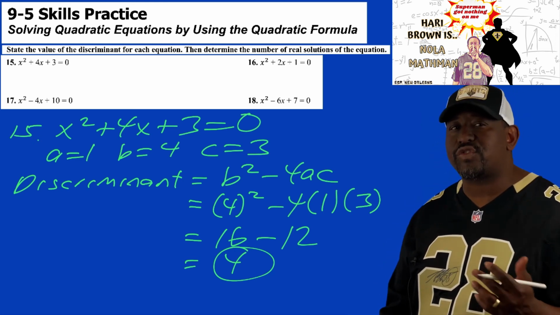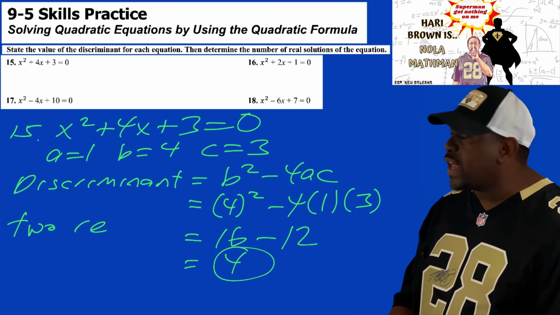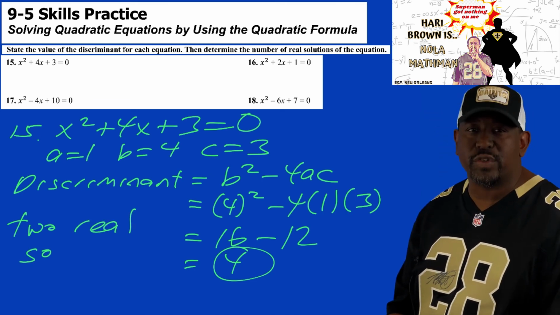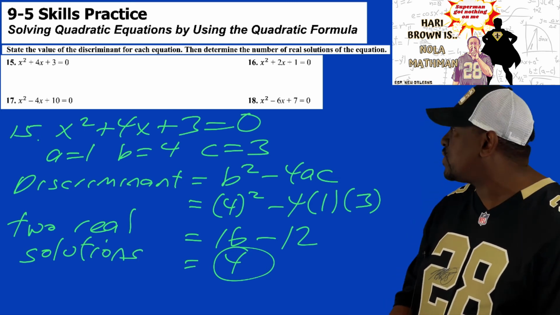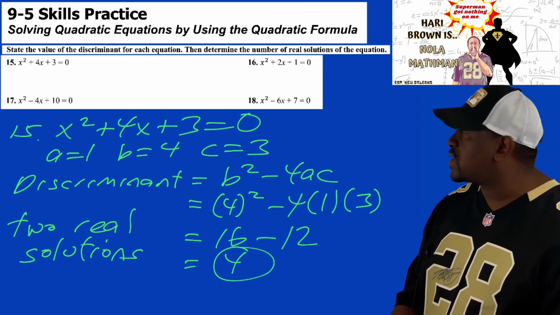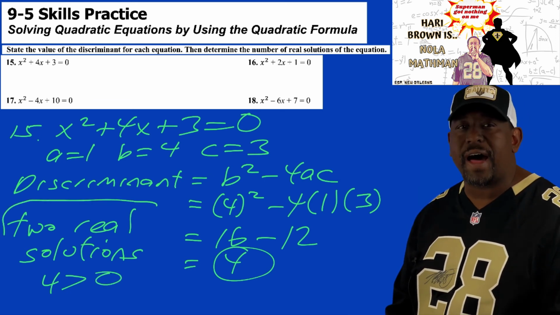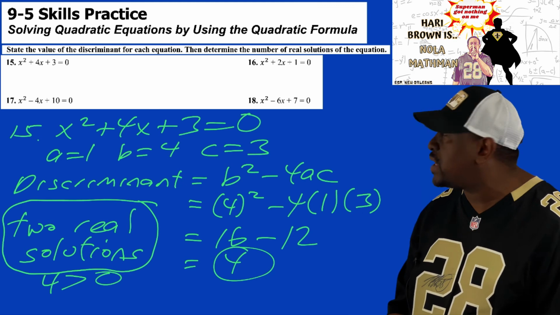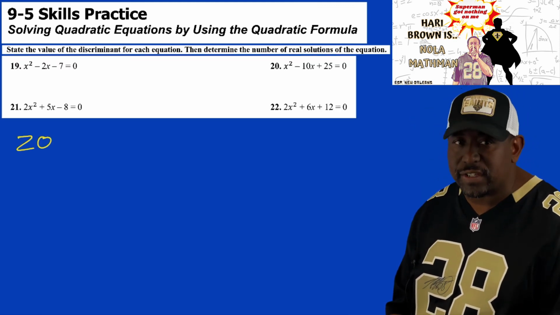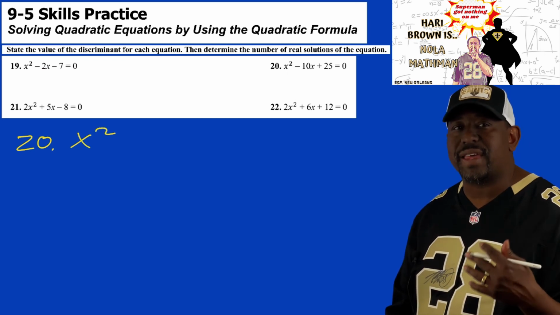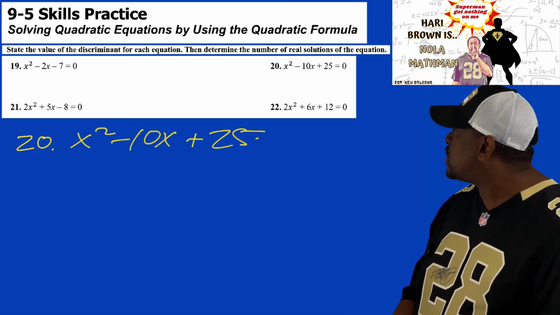So since the discriminant is a positive 4, we know that it will provide 2 real solutions, because whenever the discriminant is a positive number, you will have 2 real solutions. So in this case, we have 2 real solutions. See, the rules follow. If you have a discriminant that's positive, it's 2 solutions. If you have a discriminant that's 0, it's 1 solution. And if you have a discriminant that's negative, you'll have no real solution. So that's how the process works.